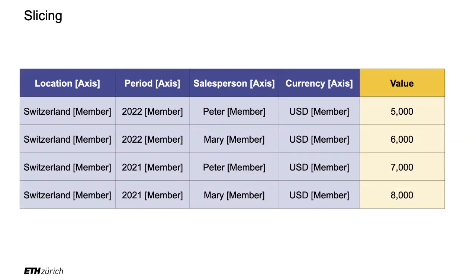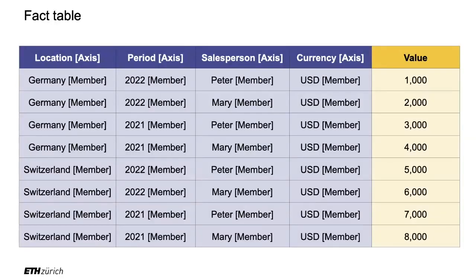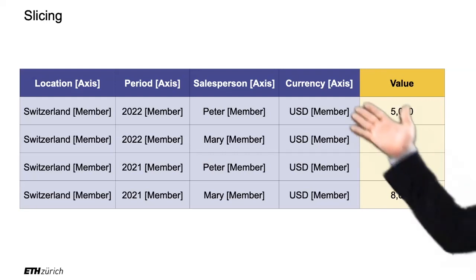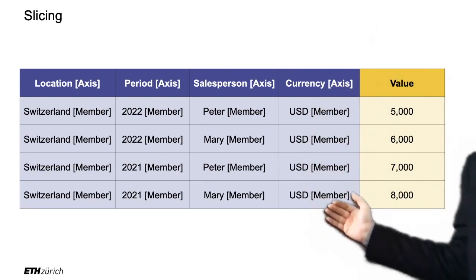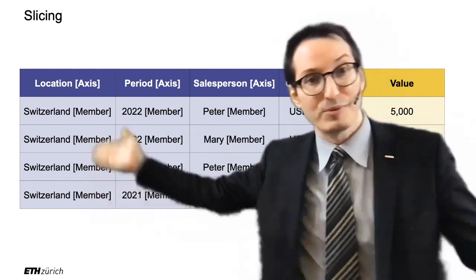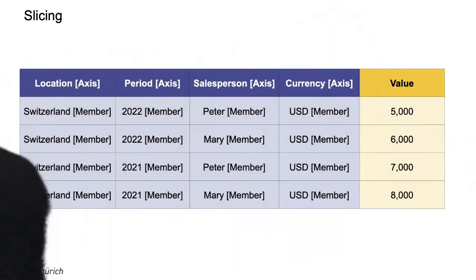This here is my slice of Switzerland, right? Here I have, again, the entire cube with Germany and Switzerland. So there are two layers, and I only take the Switzerland layer. So of course I have fewer little cubes now, and I have everything in Switzerland. This is called slicing. However, you might have observed, if you look at the columns, that it's always the same currency, but this we already knew, and it's always the same location. Of course it is, I sliced. So it's on purpose. I actually took only Switzerland.